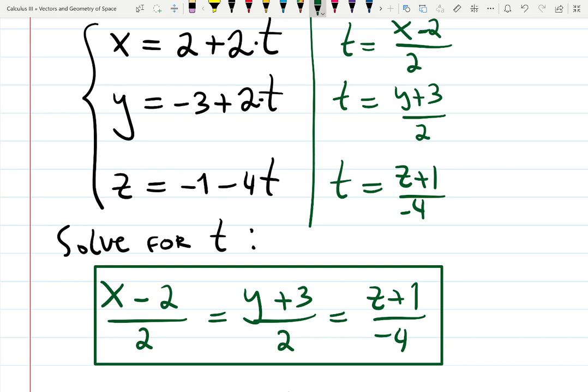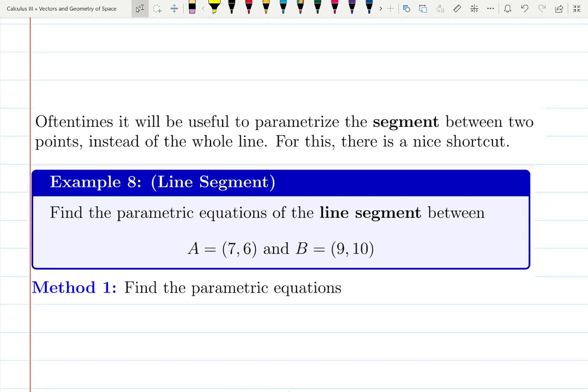Yes? You said it's useless. Has there ever been a time where you've actually used this? Is there like a real world application? Yeah. There is one mentioned even here. When you need to find a line segment. So that's a pretty interesting application, I have to say.